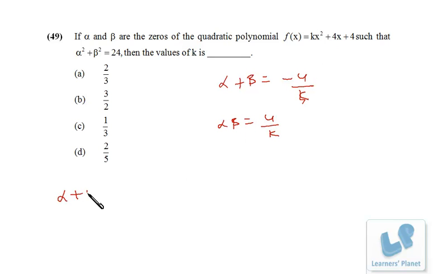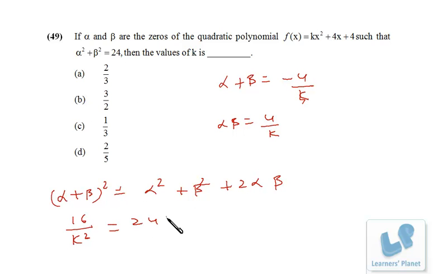Now what's alpha plus beta whole square? It's alpha square plus beta square plus 2 alpha beta. Now we put the values of the expressions which we know. Now alpha plus beta is what? Minus 4 by k. So the square will be 16 by k square is equal to alpha square plus beta square as given, 24, plus 2 alpha beta, which is 2 into 4 by k. So it's 8 by k, right?